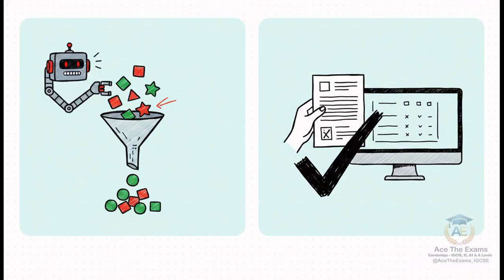Verification, on the other hand, is checking if data was entered accurately from the original source document. This is usually done by human intervention, like double-entry verification, where two people type in the same password to make sure they match, or a visual check against a paper form. Validation asks, does this follow the rules? Verification asks, does this match the original?